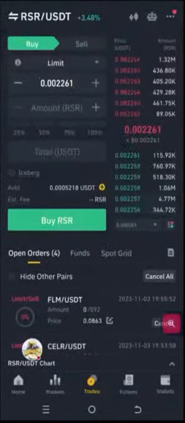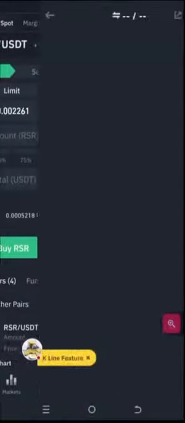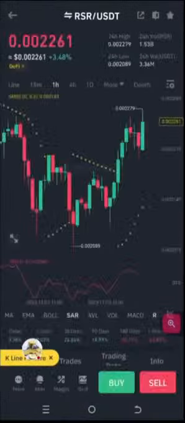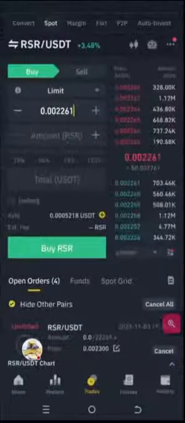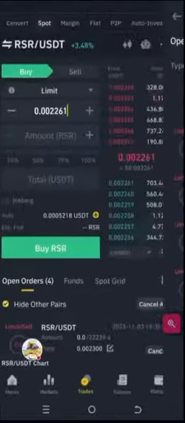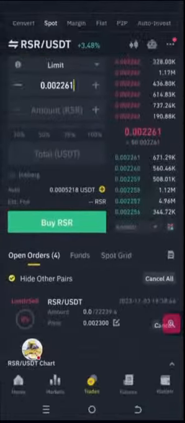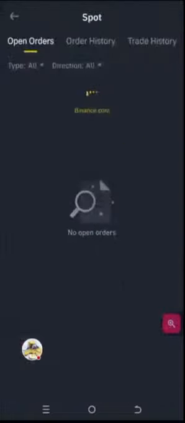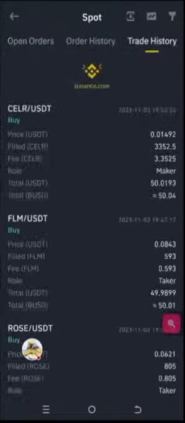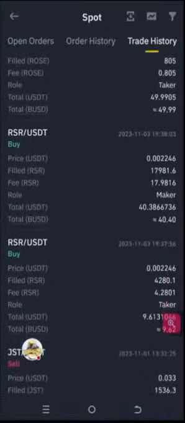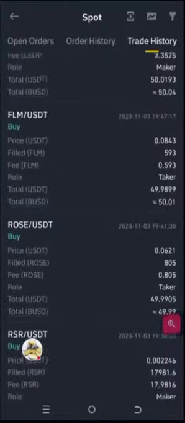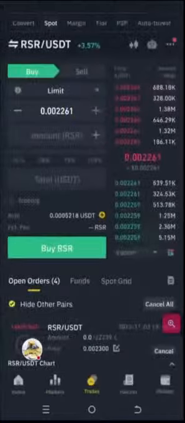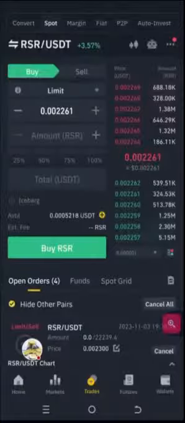RSR, please. I hope you're good. Let's check RSR. Okay, it's still working. 2262. What was our target? Our target is 23. How much did we buy it at? We bought it at 2246, so it's still going down. Well, there's money to be made.